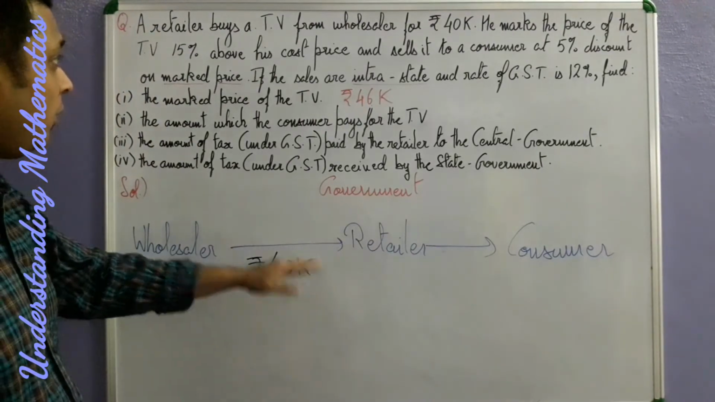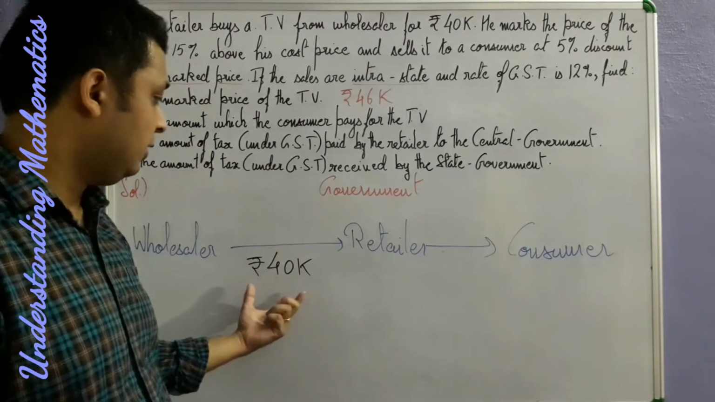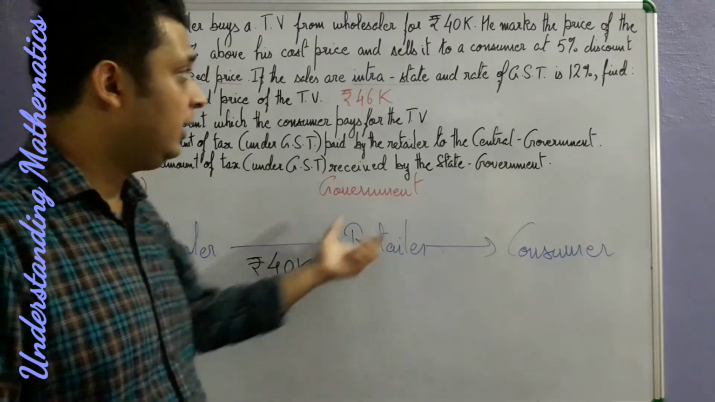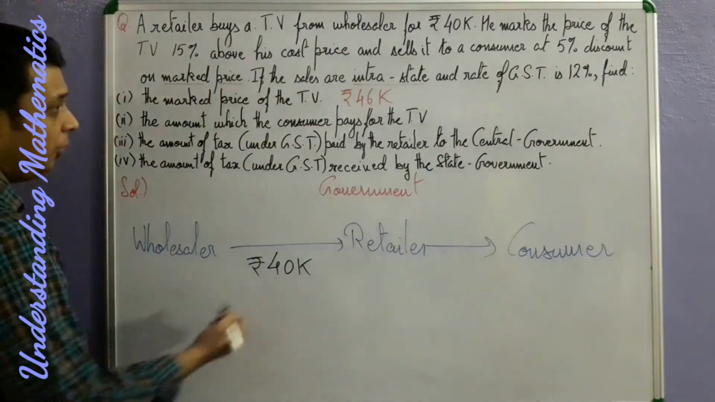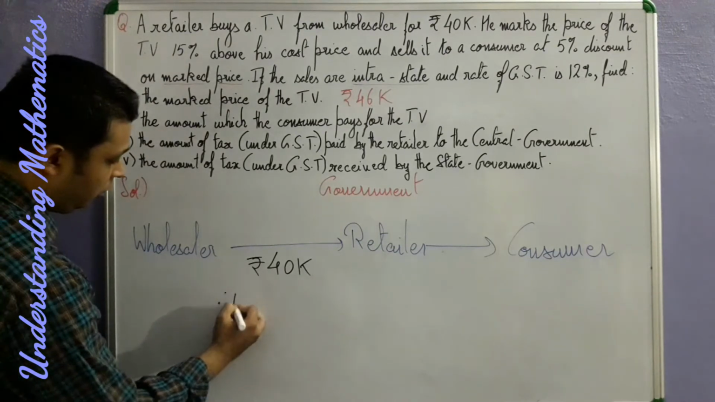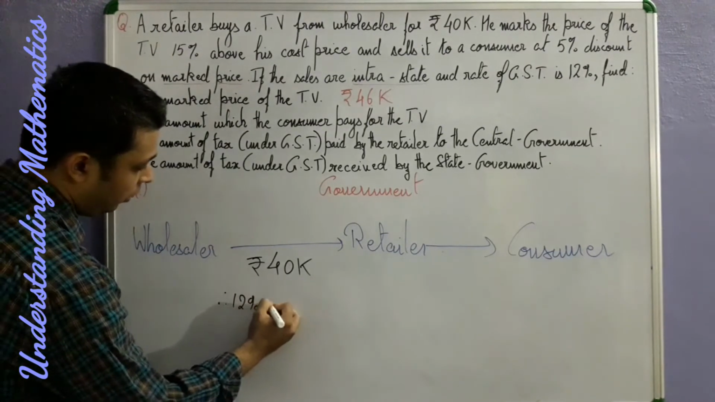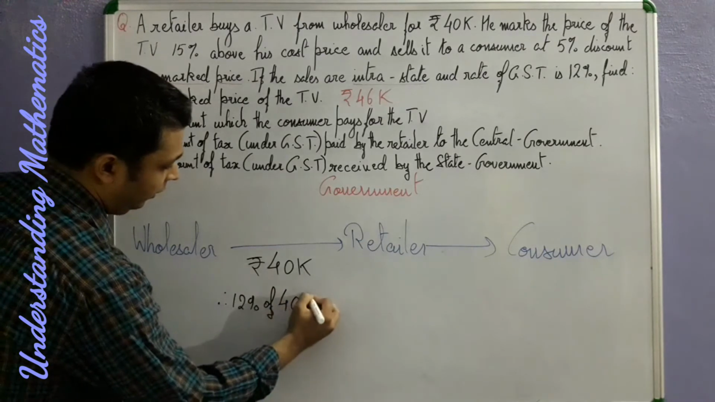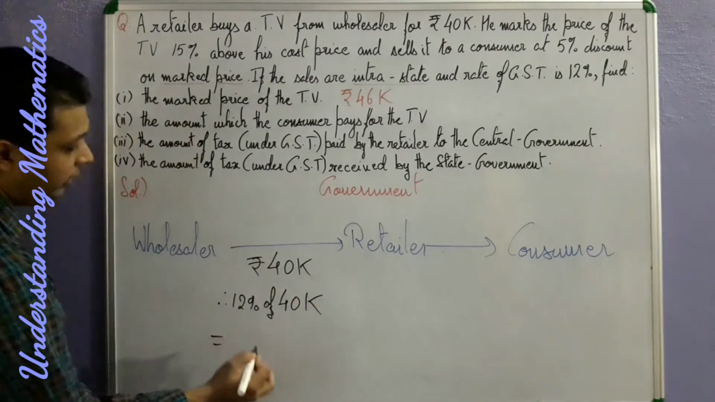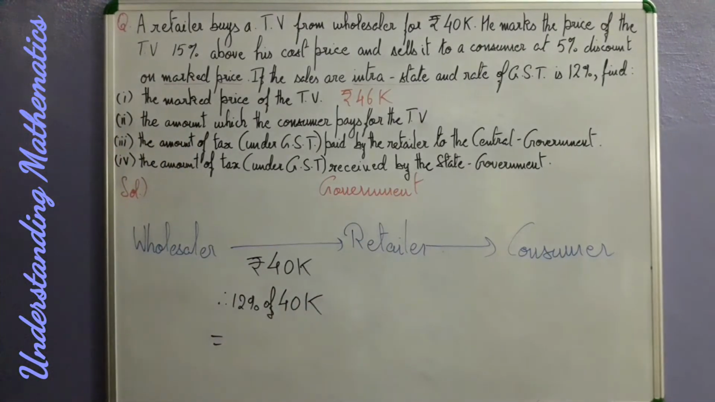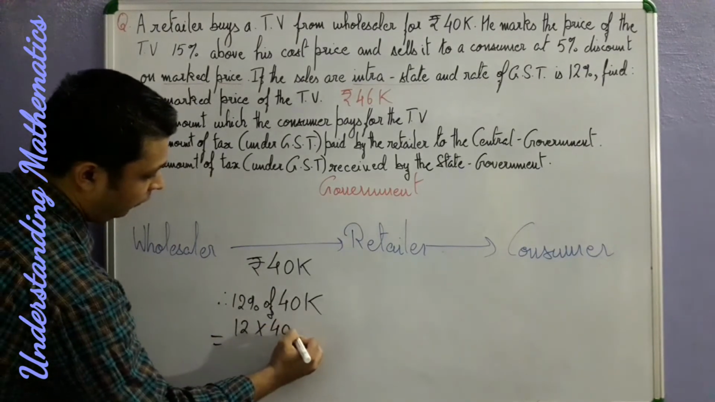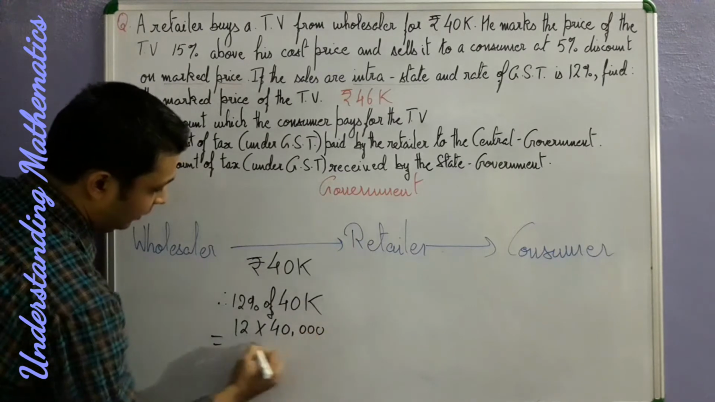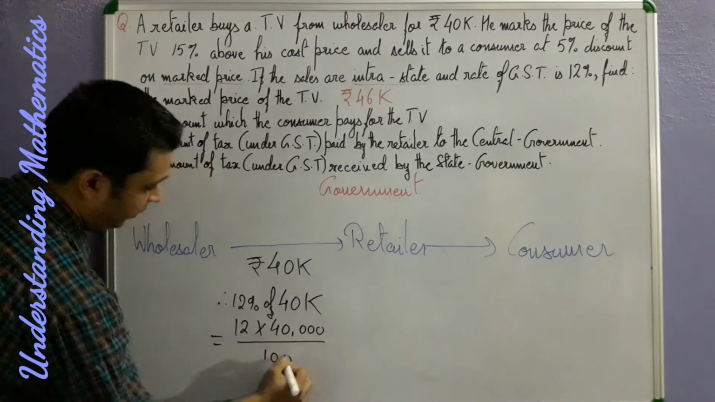Next, what do we have to do? Because this transaction is seen by the government, a GST of 12% is levied upon it. So therefore 12% of 40,000. Let me just do the calculation. So this is 12 into 40,000 divided by 100.